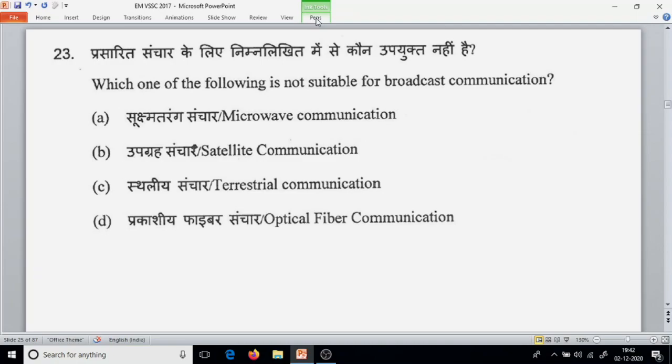Question number 23. Which of the following is not suitable for broadcast communication? In olden days we had TV. Terrestrial communication we used with the repeaters to transmit TV signal. Then we used microwave communication, and then satellite communication. These all are suitable for broadcast communication. So the answer is option D, optical fiber communication. This we are not using for broadcast communication.